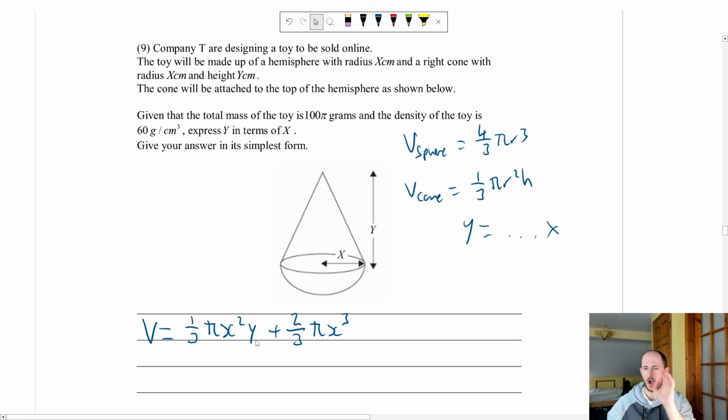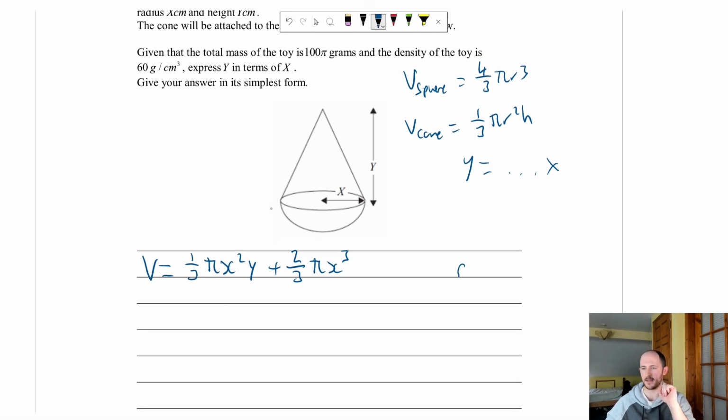So, I can't rearrange that for y equals something to do with x because we have a big V here. And that's not really useful. So, let's use the other information they gave us. The total mass is 100 pi and the density is this. If we think about the density equation, it's mass over volume. So in other words, volume should equal mass over density. So we can take the mass divided by density. So we can do 100 pi over 60 equals this entire thing that we just made.